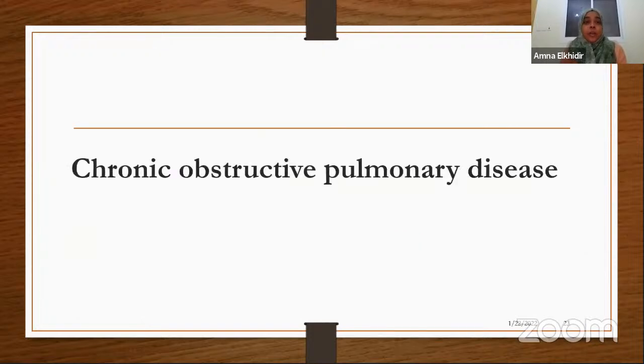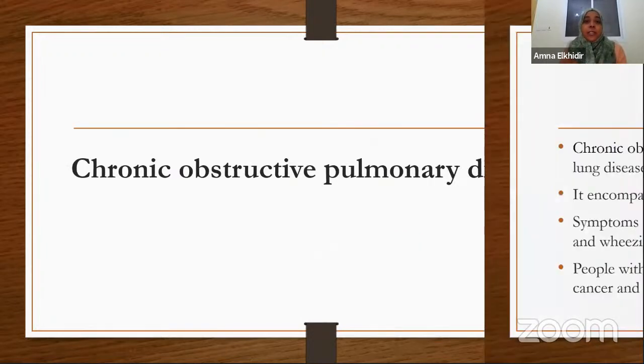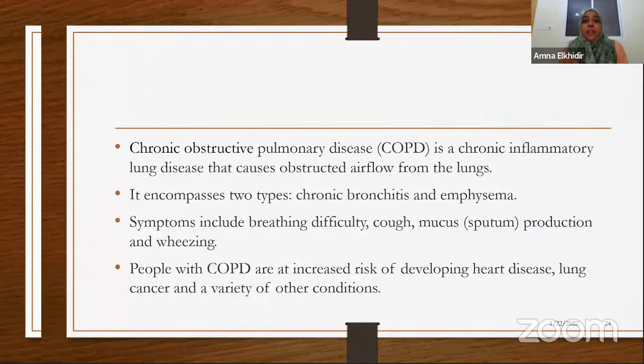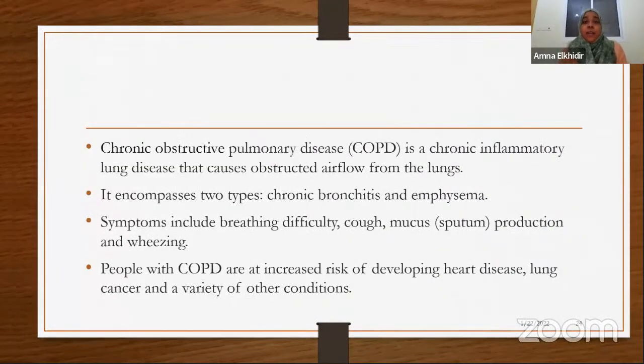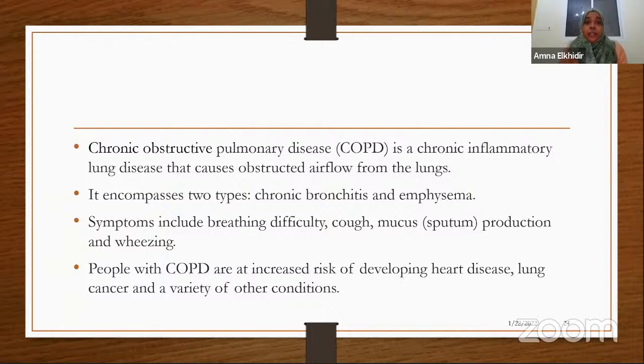So we are going to talk about chronic obstructive pulmonary disease. It is a chronic inflammatory lung disease that causes obstructed airflow from the lungs. It has two types, chronic bronchitis and emphysema. The symptoms include breathing difficulty, cough, which is usually productive, and wheezing. People with COPD are at high risk of developing heart diseases, lung cancer, and a variety of other conditions.